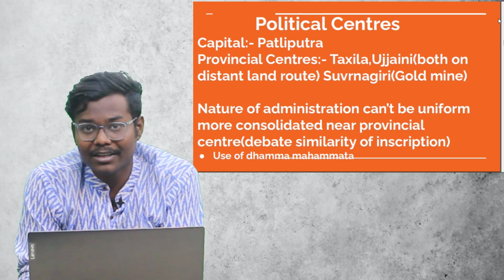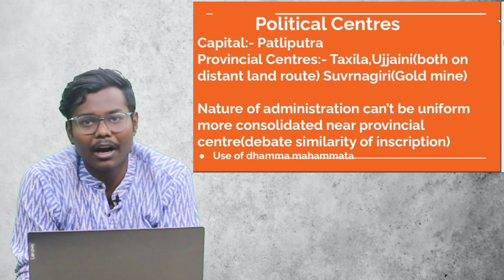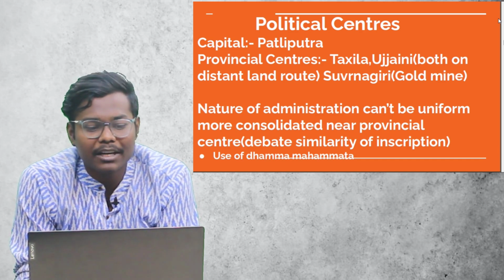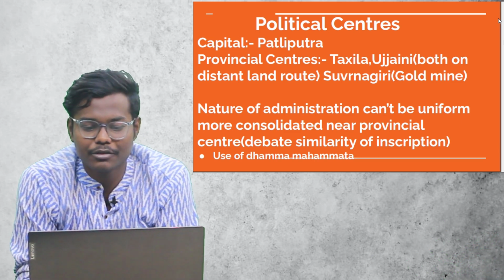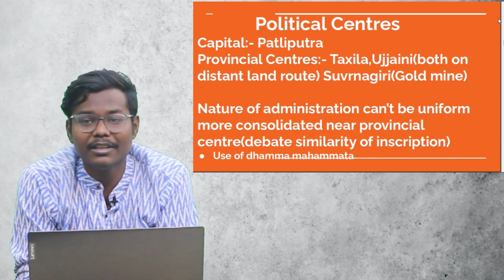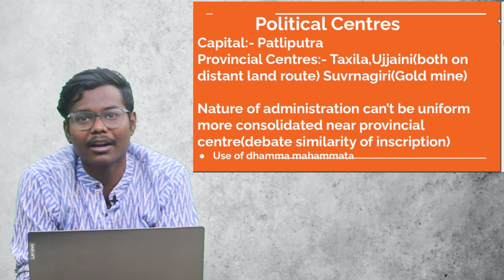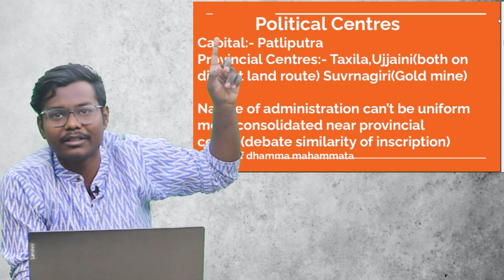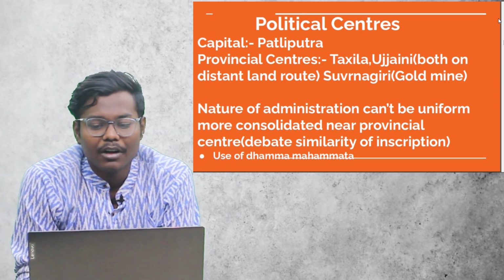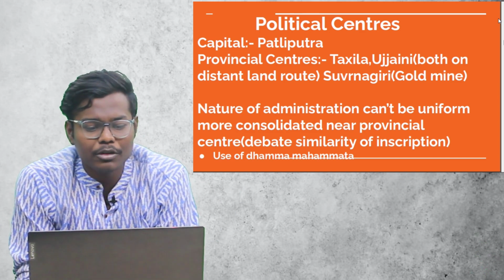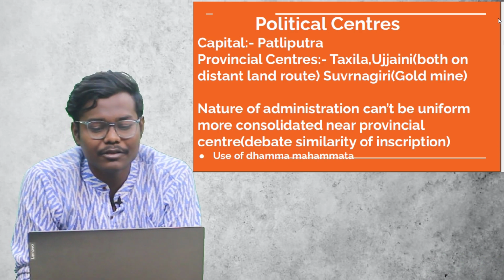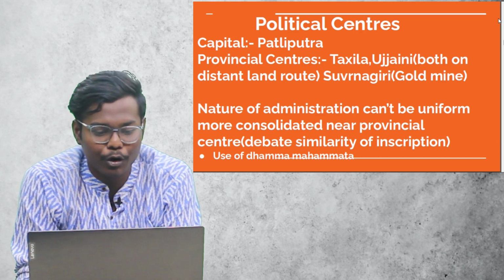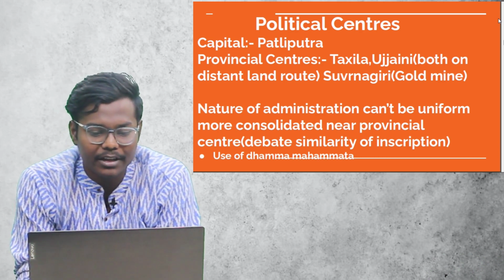Then political centers during this time. Obviously the capital was Pataliputra, and the provincial centers were Taxila, Ujjaini and Suvarnagiri. Taxila is in the extreme north, and then there is Ujjaini, and both are located on distant land routes. Another is Suvarnagiri, which is near gold mines. So these are the political centers.